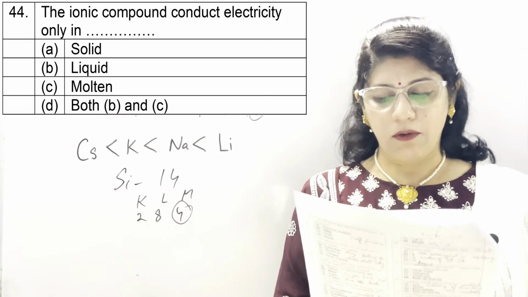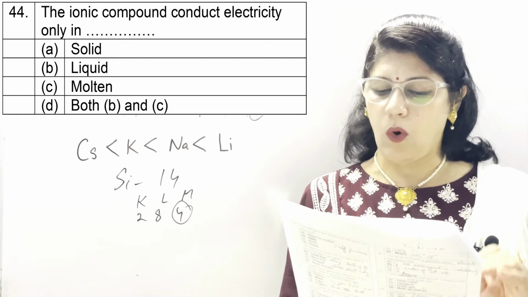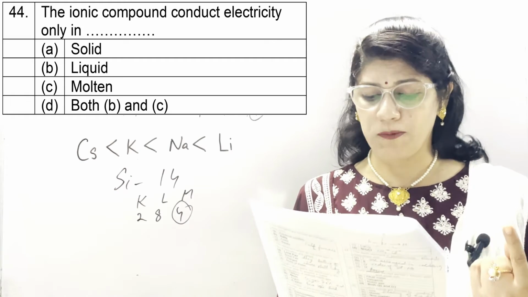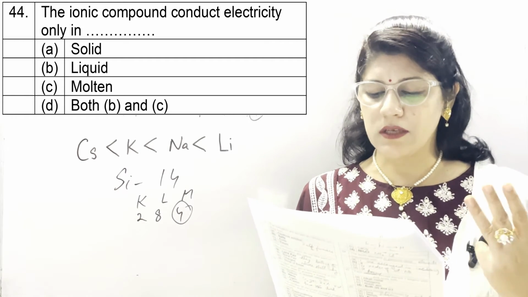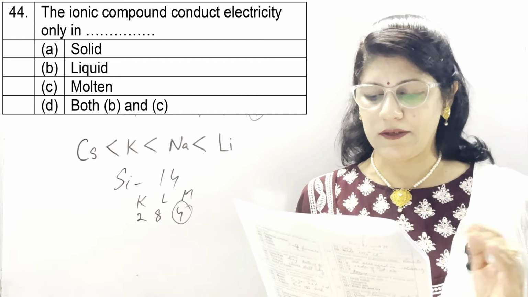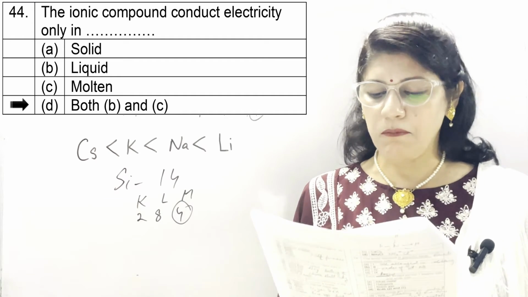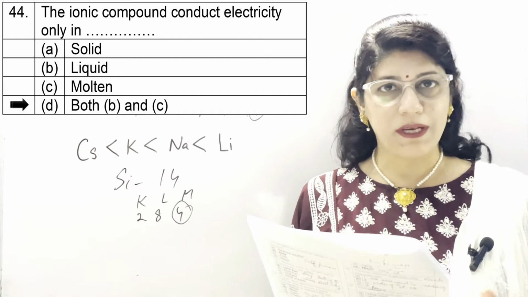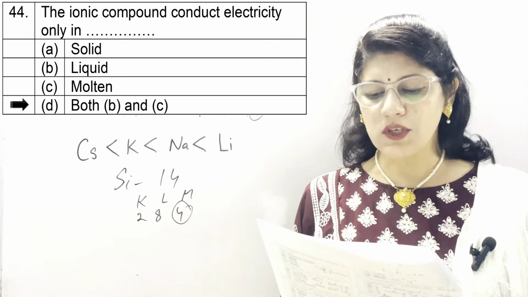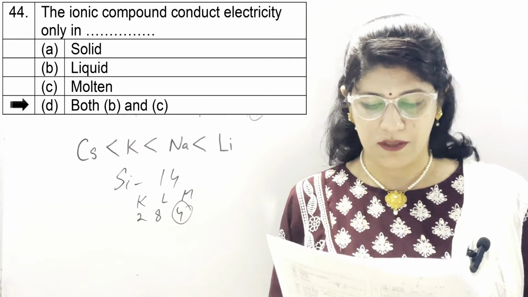Next question is, the ionic compound conduct electricity only in. A option is solid, B is liquid, C is molten and D is both B and C. So correct option is D, both B and C, because of the presence of free ions. These questions will again come in the chapter electrolysis.